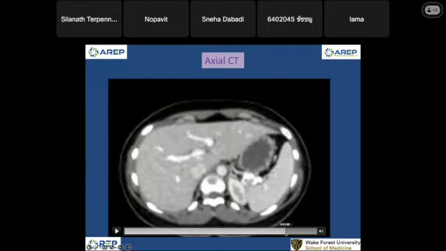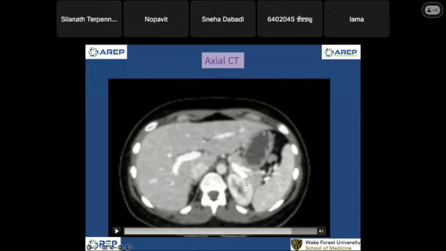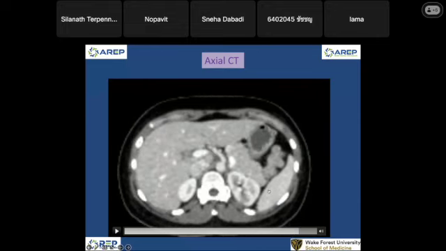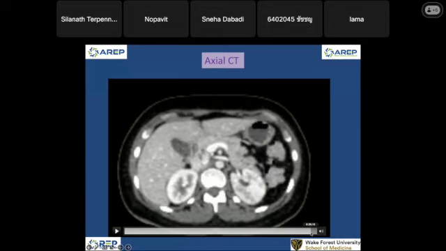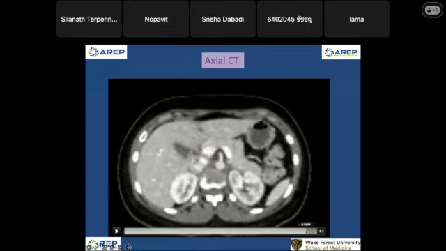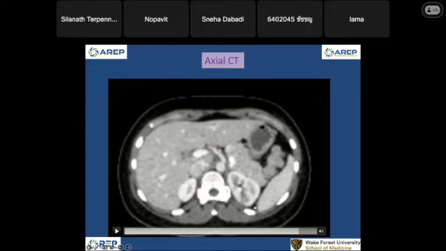And then this is the pancreas. Yeah, very nice, juicy pancreas. And this is the gallbladder. You see a little bit, don't see the whole thing. Still looks okay. This is the kidney. And she has a renal cyst here.